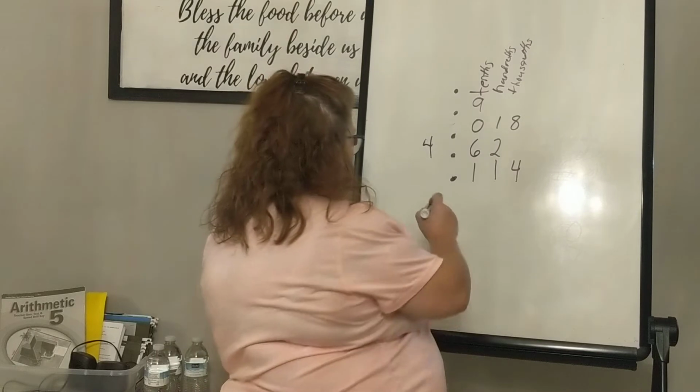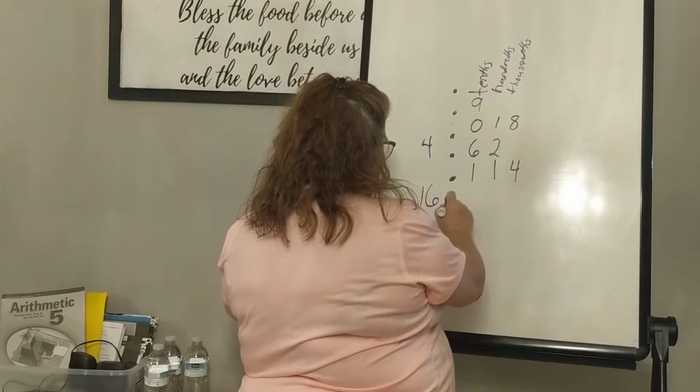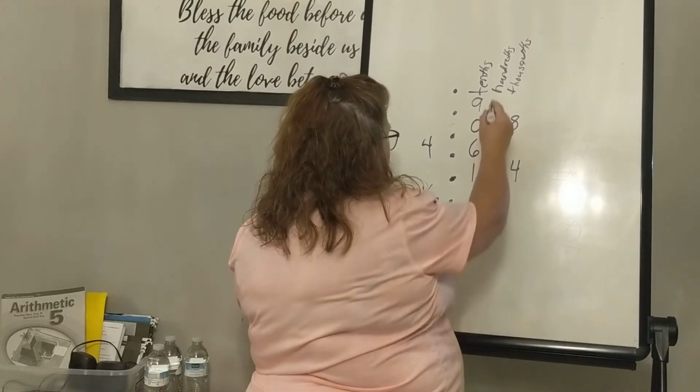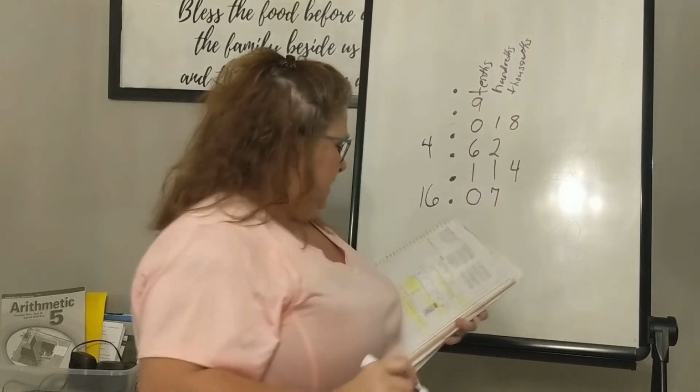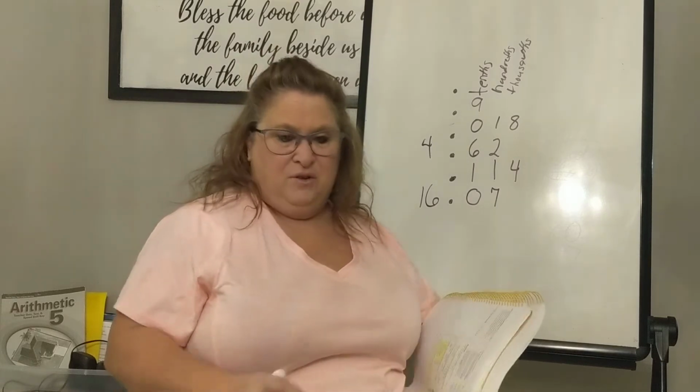And then we have 16 and 7 hundredths. Remember, our and is where the decimal would go. So 16 and my 7 has to end in the hundredths place. So I'll have to put a 0 in front of it. 16 and 7 hundredths.